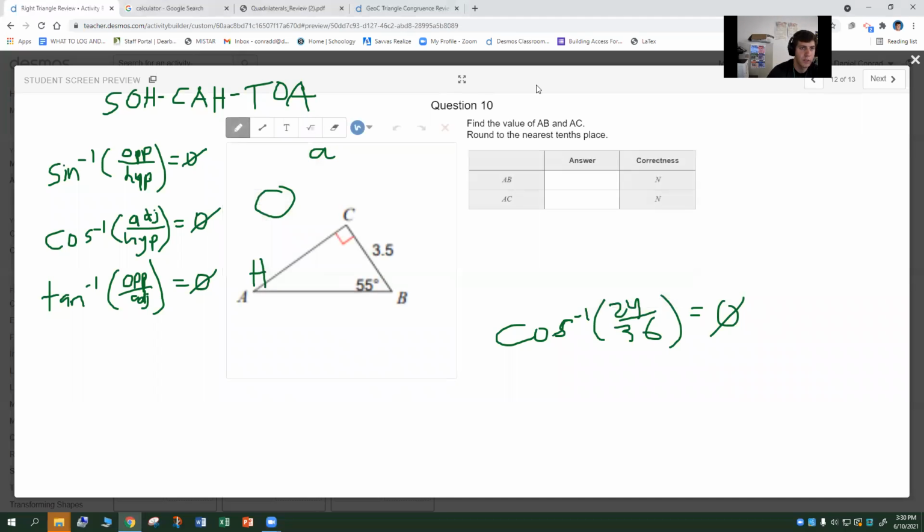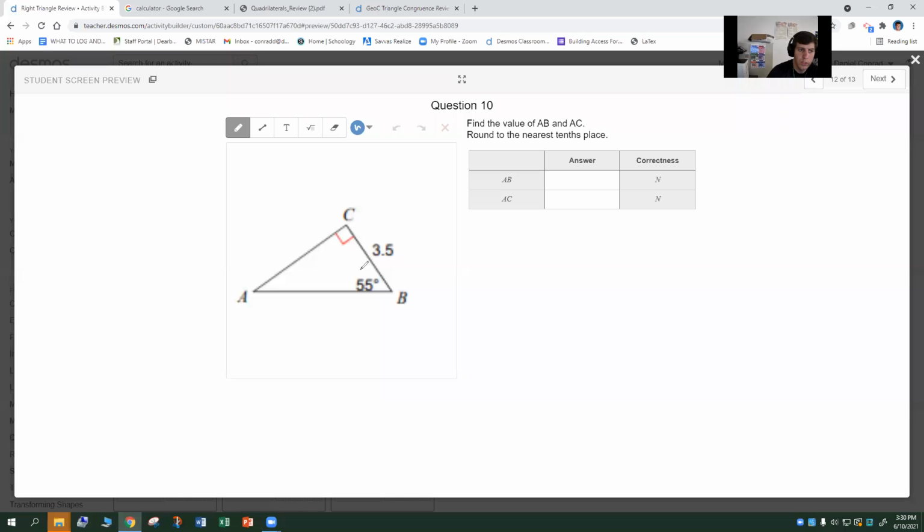Right, number 12 here. So we need to find the other two sides. So what I'm going to do is circle the angle. We're solving for sides, so we're going to use regular trig, sine, cosine, or tangent. I'm going to label this side x and this side y. Okay, and the y is the hypotenuse. The x is the opposite of our angle, and then 3.5 is our adjacent.